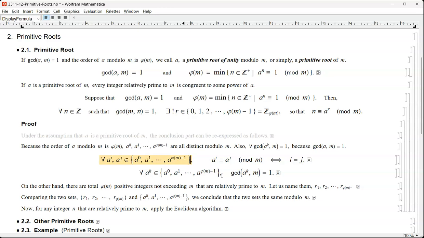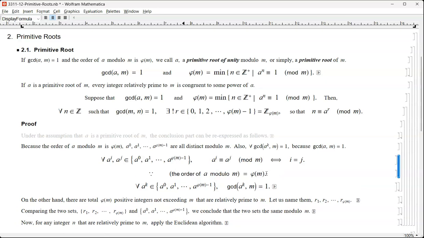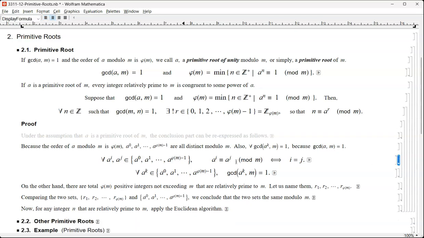And then any a to the k power from there is relatively prime to m. The reason is that the original a is relatively prime to m. And for this one, due to the order of a modulo m being phi of m, we can use the distinctness properties. So that's why we have these two.